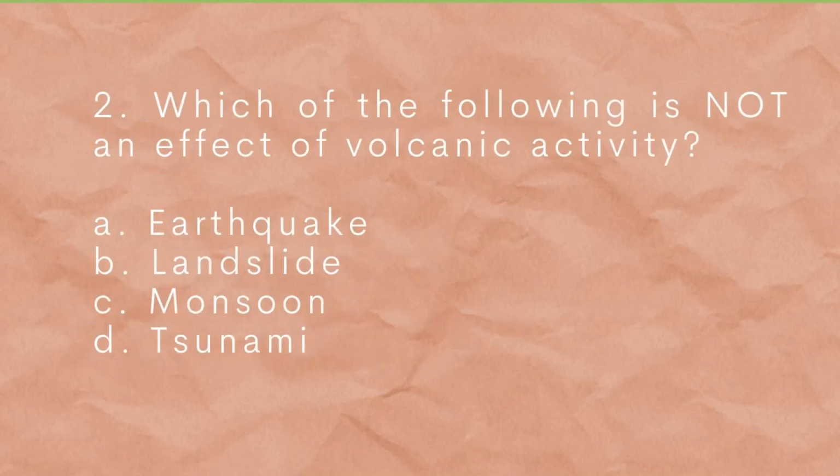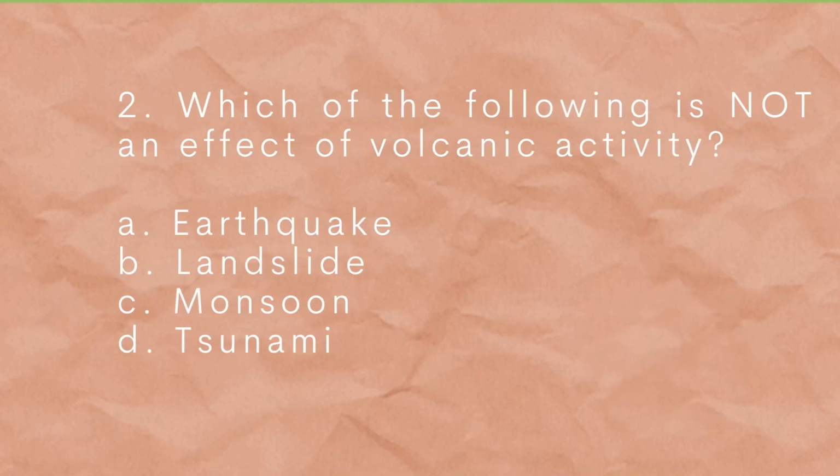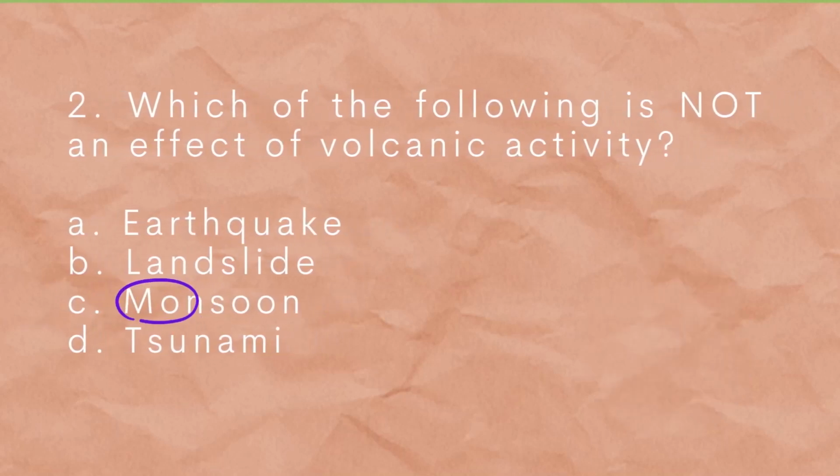Okay, number 2. Which of the following is not an effect of volcanic activity? A. Earthquake. B. Landslide. C. Monsoon. And D. Tsunami. The answer is letter C. Monsoon.